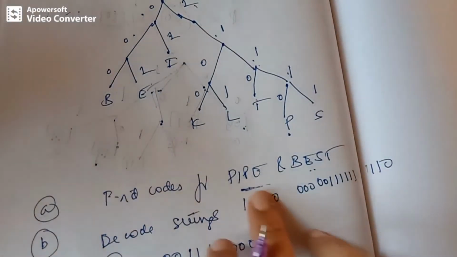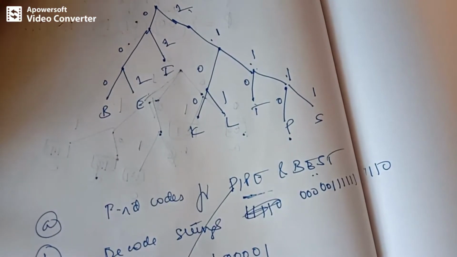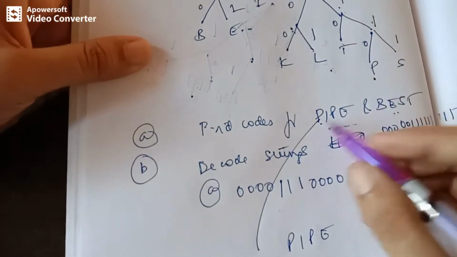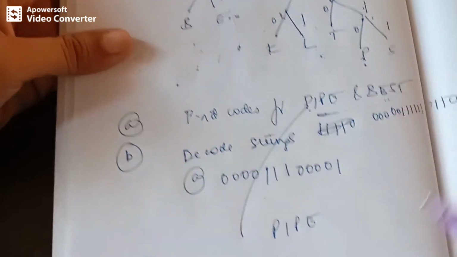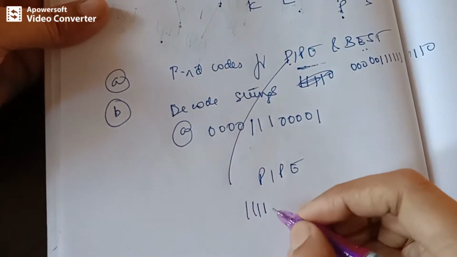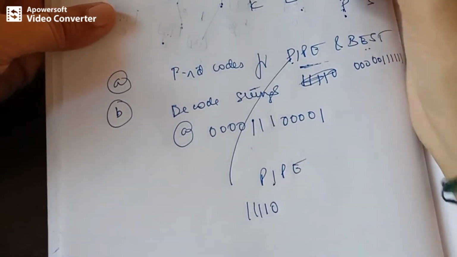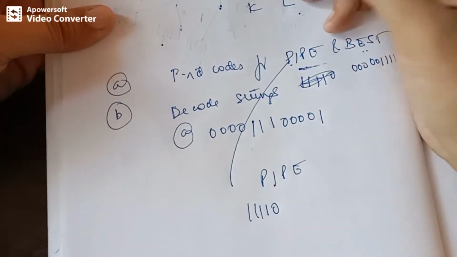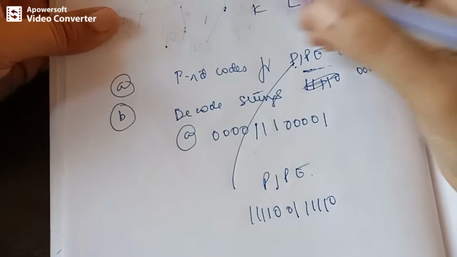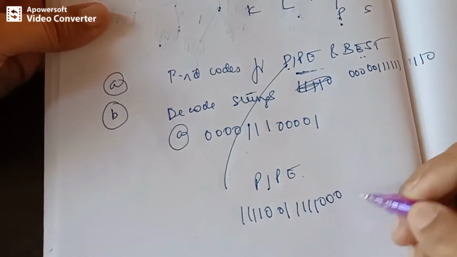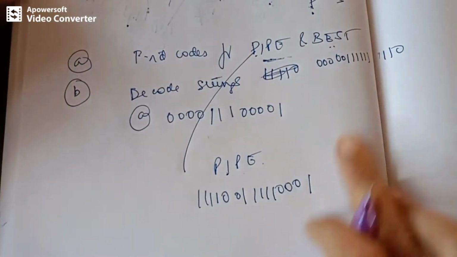So I think I had not completed this pipe, so I will be writing it over here. For pipe, how do we construct pipe? For P, I have just written 4 ones and then 0. Likewise, I is represented by 0 1. Then P is again 4 ones and 0. For E, you have got 2 zeros and 1. Okay, so this will be the codes for pipe and best.